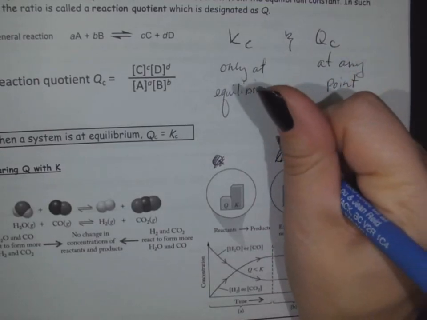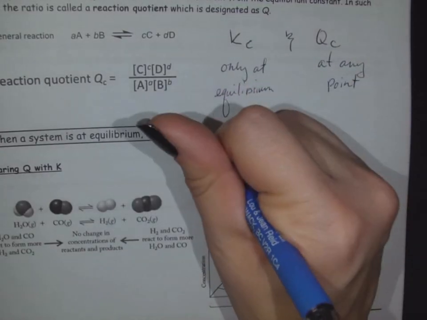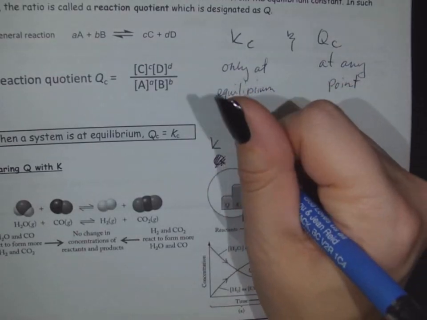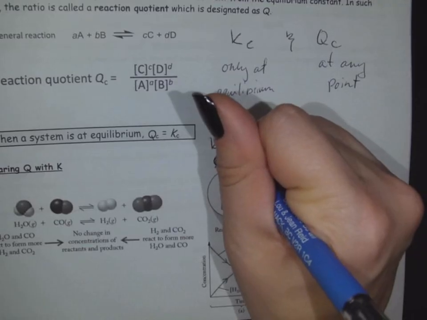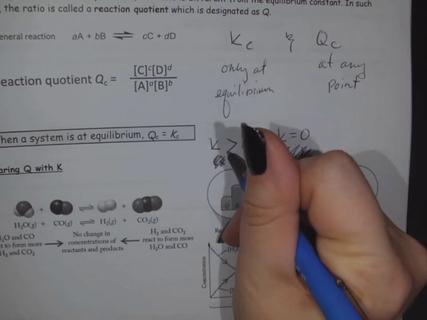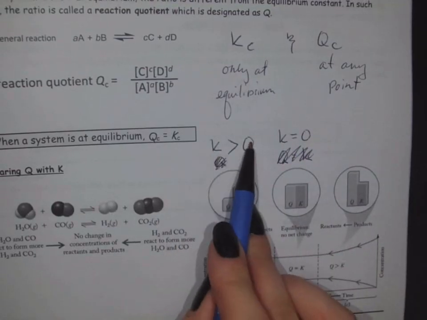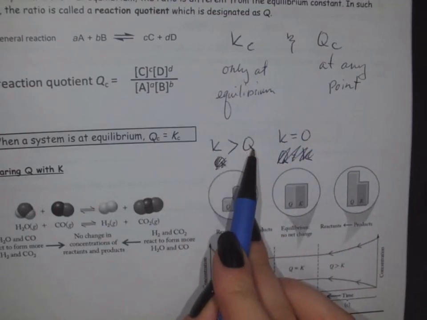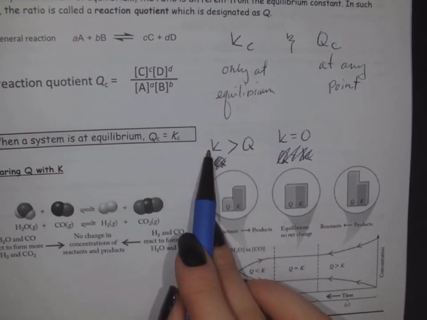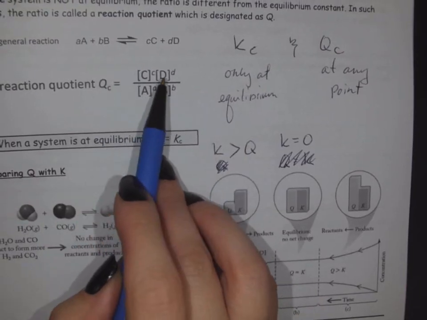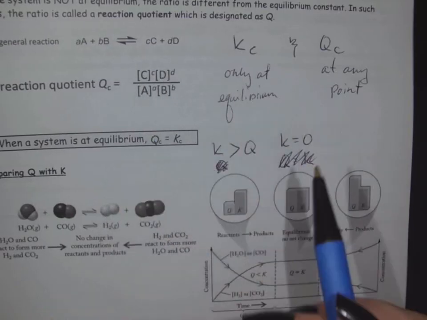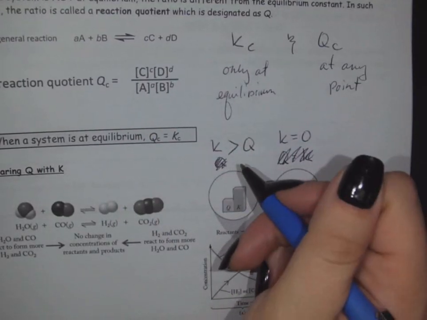So we're going to say K is greater than Q. Okay, so if your K value is bigger than your Q value, then Q is trying to get to equilibrium. It's trying to be the same as K. So if we want Q to get bigger, that means we need to make more products. And so that would mean I have to favor the forward reaction.